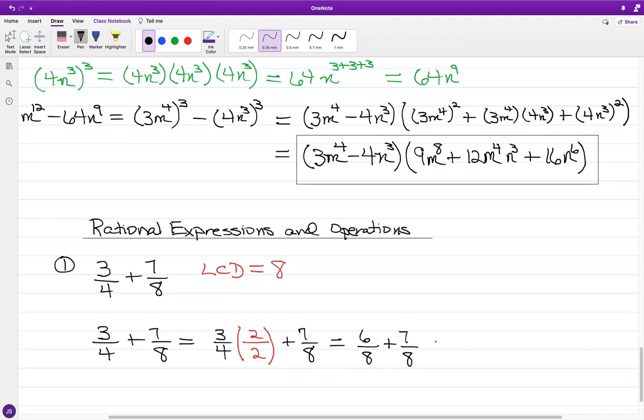And we have here the same denominator, and we add the numerators. So we have 6 plus 7 is 13. So for this output, we have 13/8.